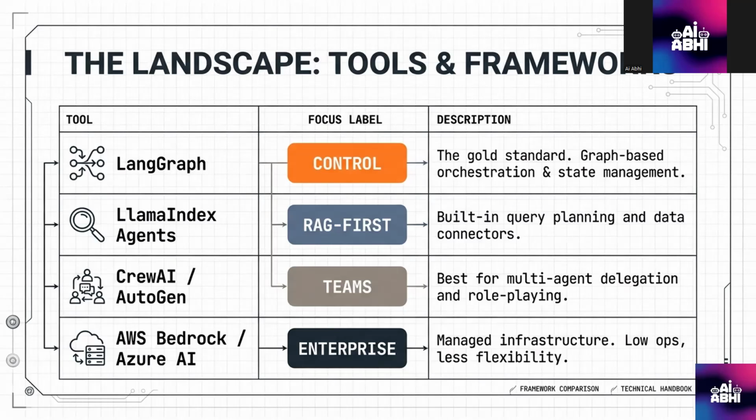Next comes CrewAI. It is role-based multi-agent teams, so agents with roles, goals, backstories, task designation, delegation, etc. So it is easy to conceptualize also, but the abstraction can limit fine control. That's the only problem. And AWS Bedrock is an enterprise managed agent service, with built-in knowledge bases, action groups, and session management, and no infra to manage at all. Everything is handled in AWS itself. But the only problem is it is AWS only and less customizable.